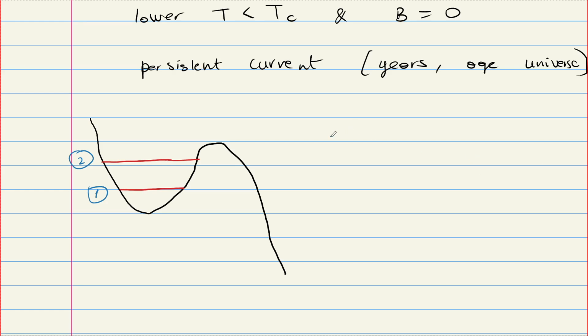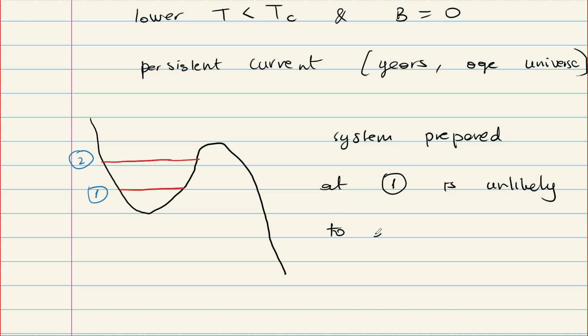So your system prepared at level 1 is unlikely to escape. Because of this very high potential barrier, it is going to stay there, and that's what we call persistent current.